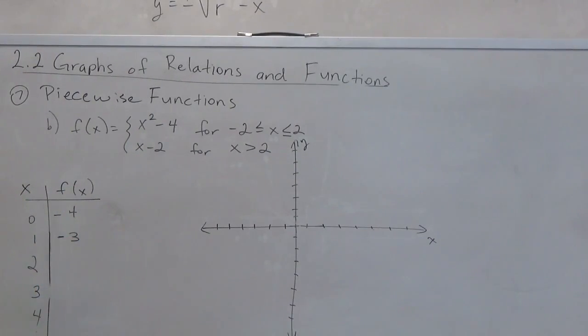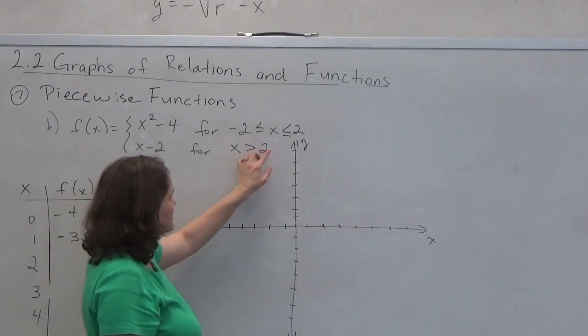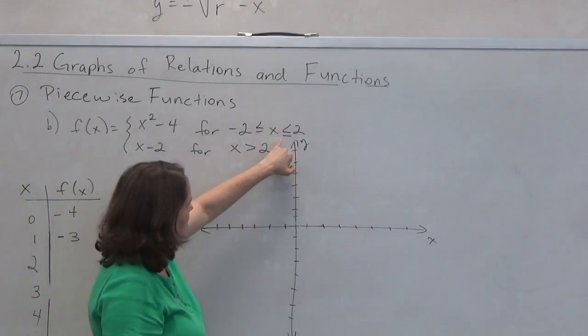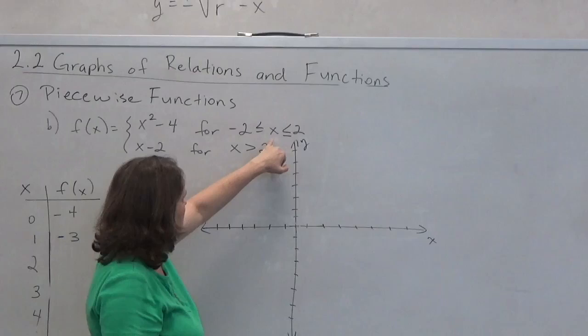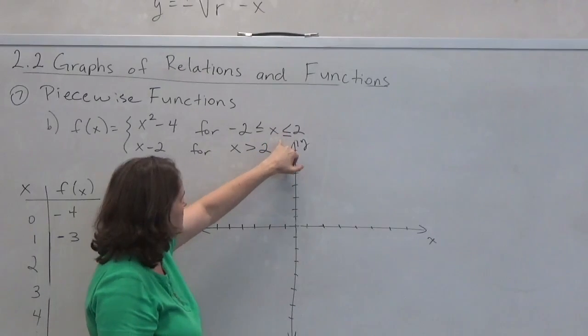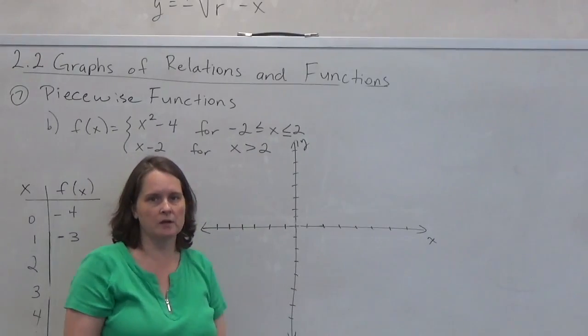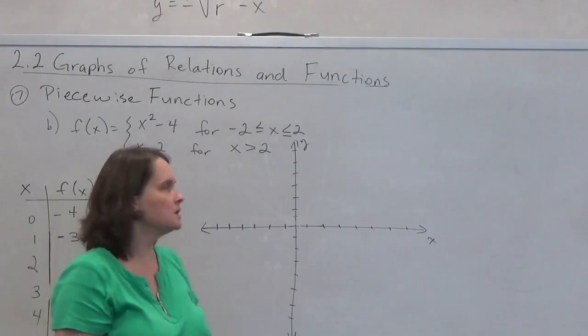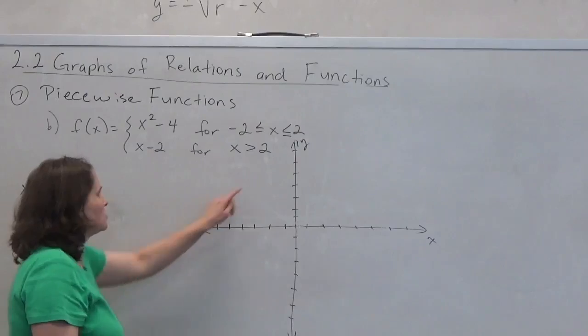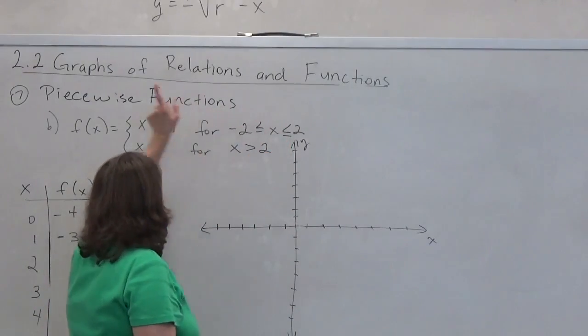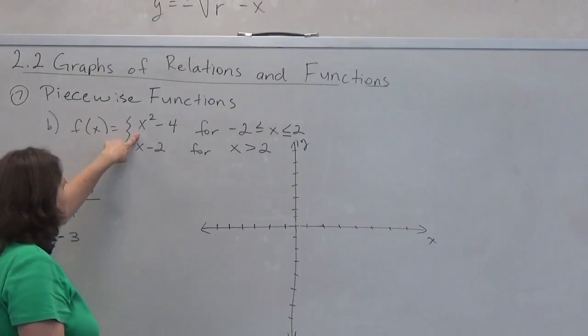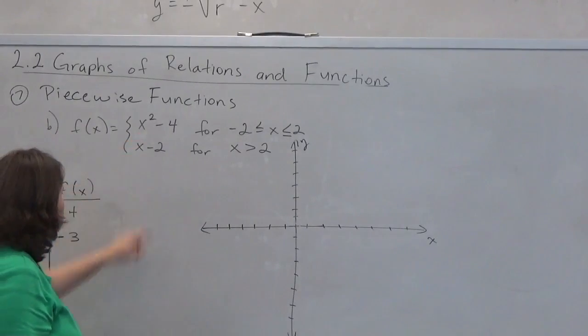When x equals 2, where am I now? Pay close attention to these inequalities. The top one says x is less than or equal to 2, and here x is greater than 2. So whatever number you're working with, it's only going to fit in one spot. So if x equals 2, I have to be up here still. Put 2 here for your x. 2 squared minus 4 gives me 0.